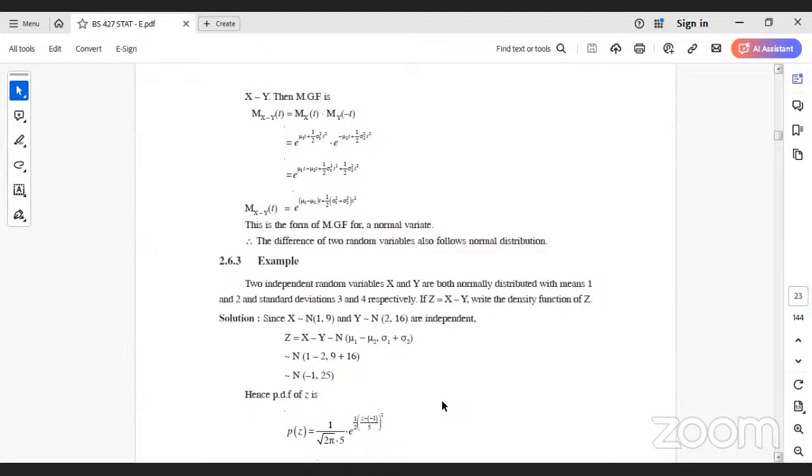Another problem we have to do here. Two independent random variables X and Y are both normally distributed with means 1 and 2 and standard deviations 3 and 4 respectively. If Z is equal to X minus Y, write the density function of Z. So what is given here? The means are 1 and 2 and the standard deviations are 3 and 4, so the variances are 3 3 is 9 and 4 4 is 16.